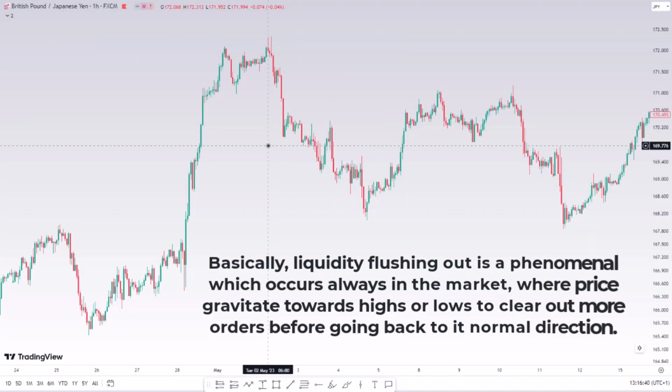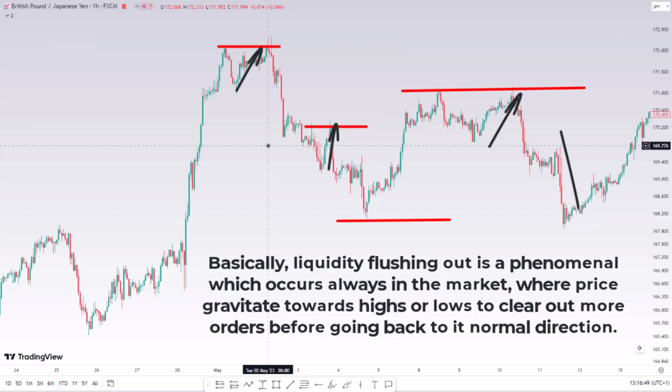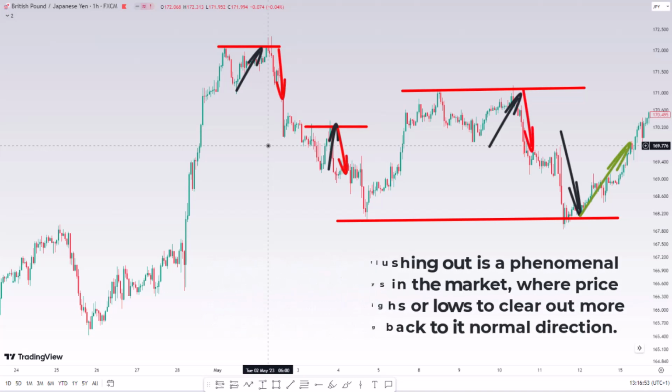Basically, liquidity flushing out is a phenomenon which occurs always in the market, where price gravitates towards highs or lows to clear out more orders before going back to its normal direction.